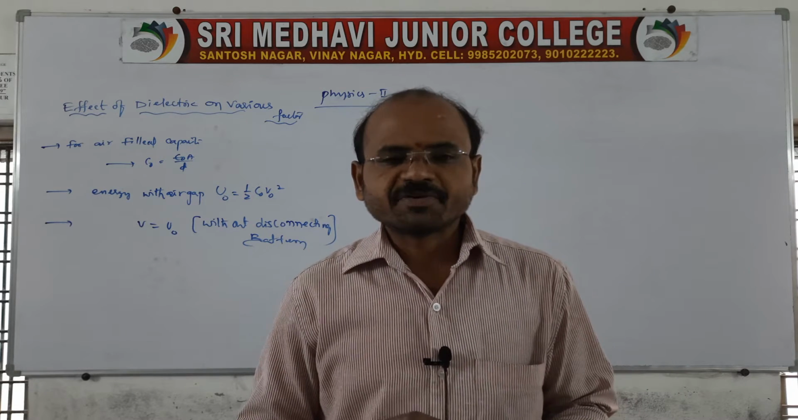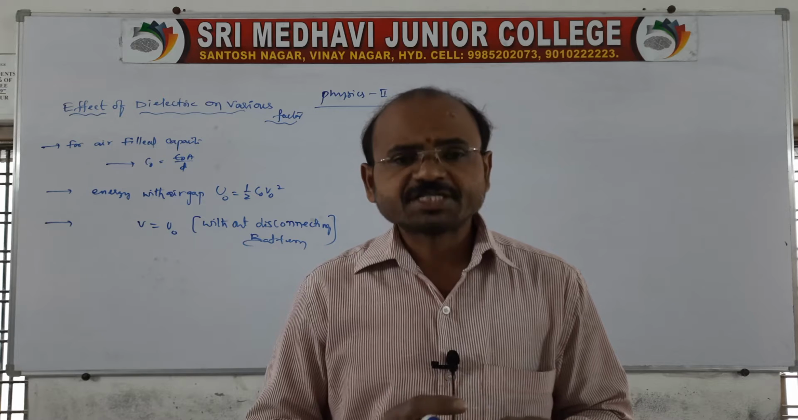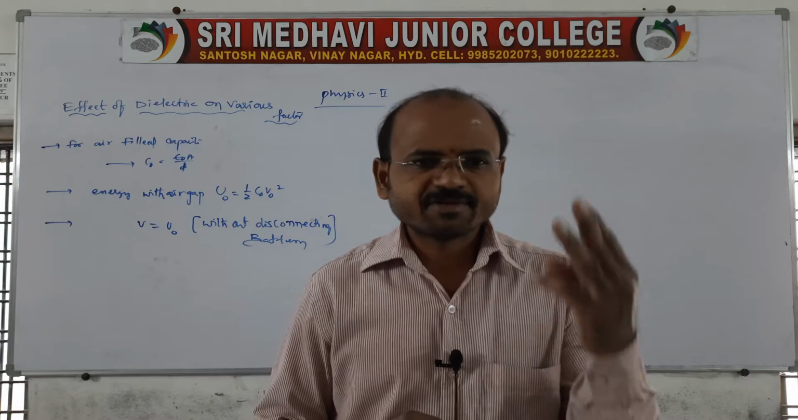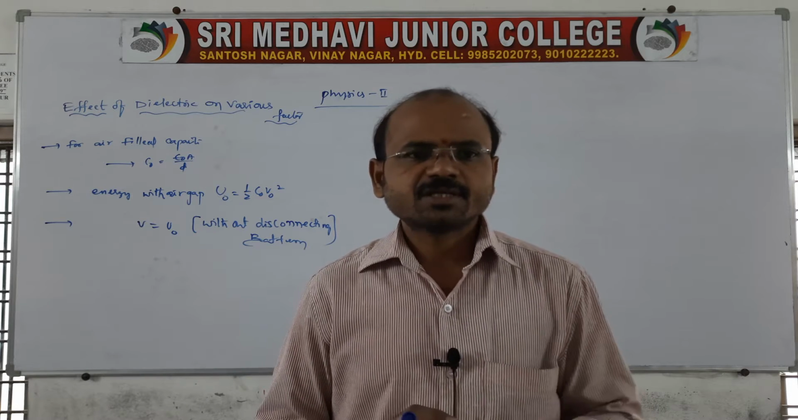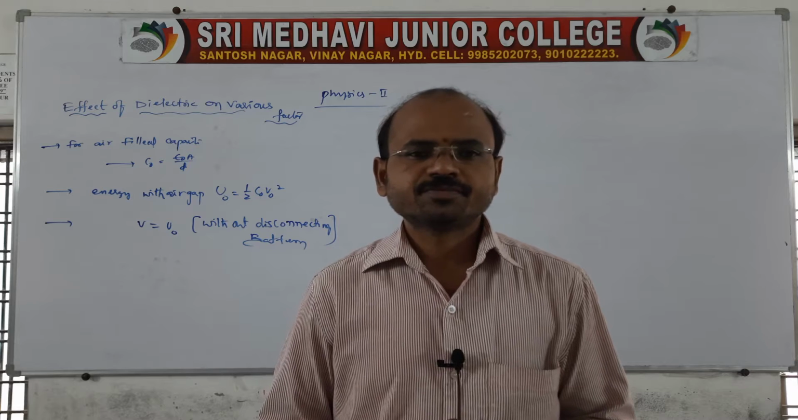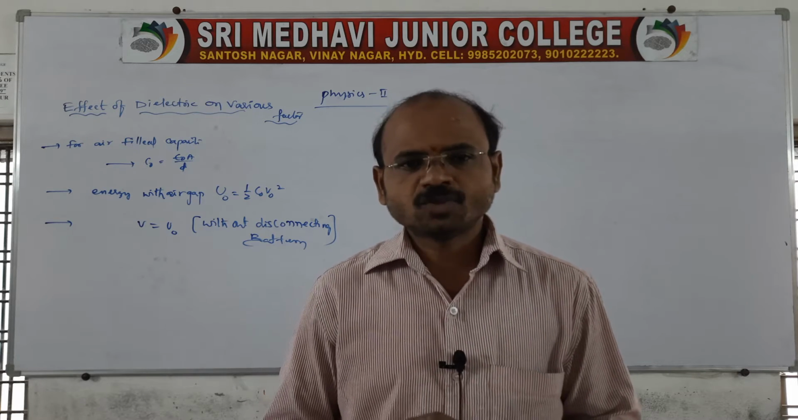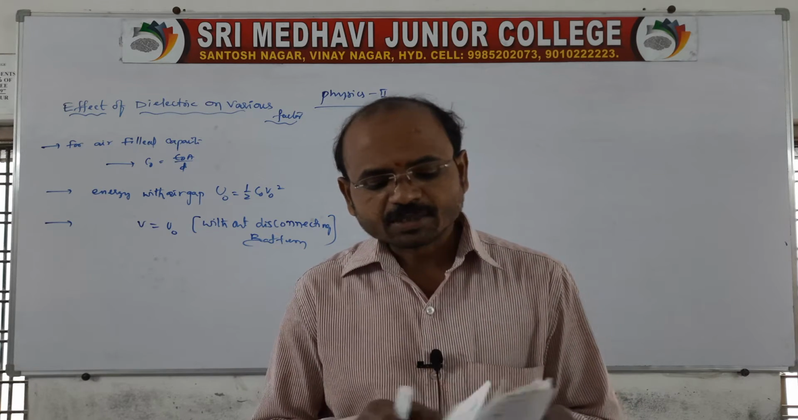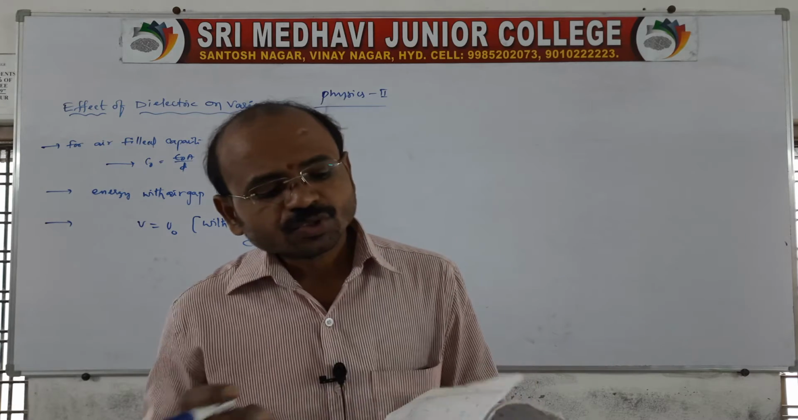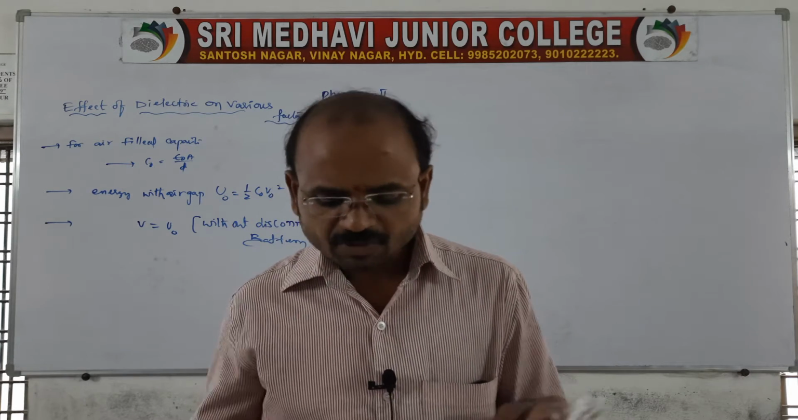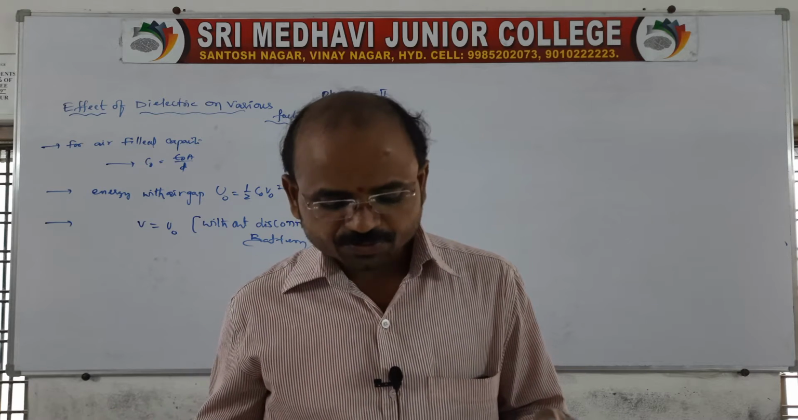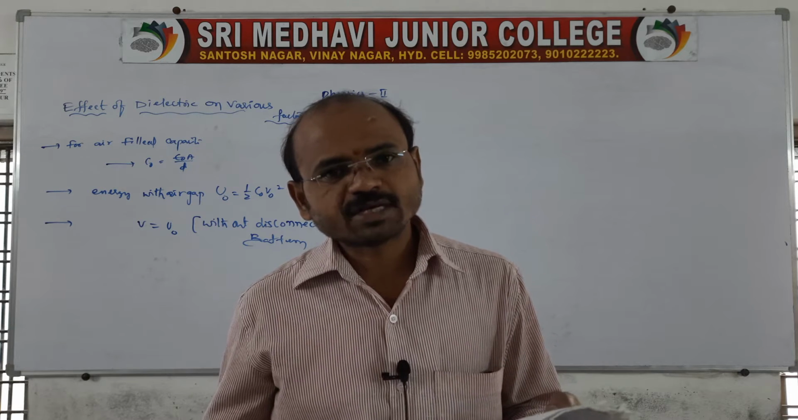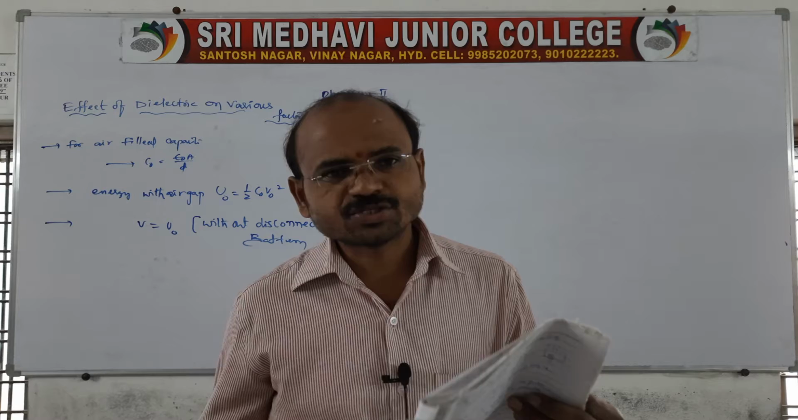See, in the previous class, we finished energy stored in the capacitor. Related to energy stored in a capacitor, we have three expressions. One is U is equal to 1 by 2 CV square. Another expression is U is equal to 1 by 2 QV. And one more expression is U is equal to 1 by 2 Q square by C. These are the three expressions related to the energy stored in a capacitor.